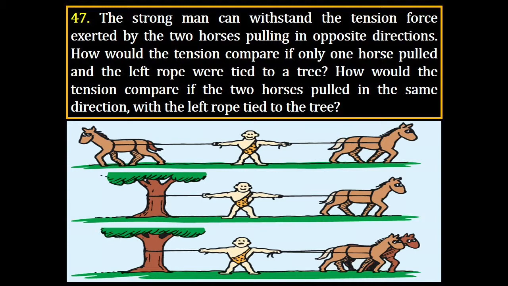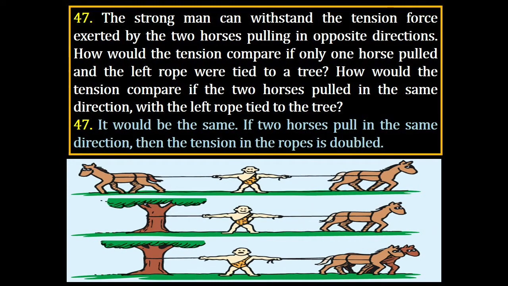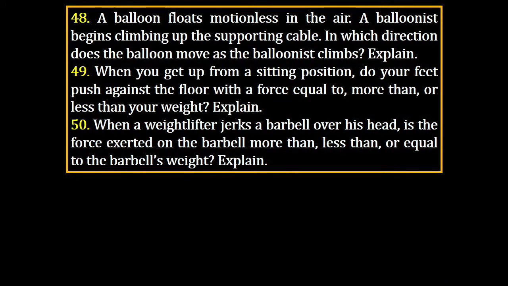The wild card here is that the strong man could exert more force if he wants to. He would just compress his muscles differently. But based on the way the question is set up and action-reaction, there's not much of a choice here to choose from. So it would be the same. If two horses pull in the same direction, then the tension in the rope is doubled, and he's going to have to double it with his muscles.